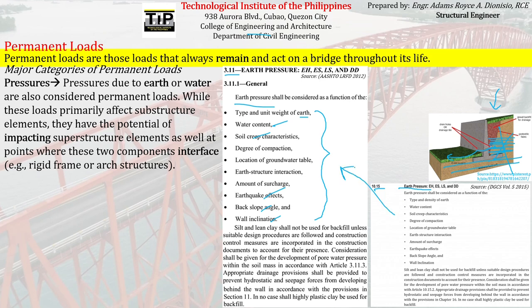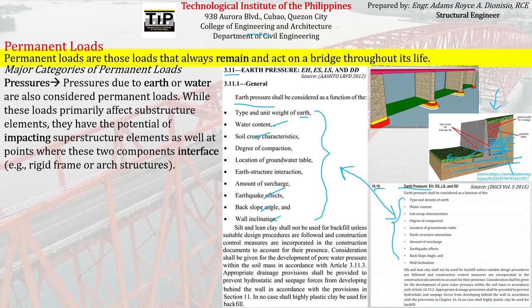So again, why similar? Simply because our local code just adapted the international code. So you can see similar provision here. So sabi niya rin dito, earth pressure is actually a function of the type and density of earth, water content, etc., etc. Okay, so that is where you can refer if you want to compute for the magnitude of earth pressure. Water pressure separate siya, naka-separate yung computation ng water pressure.